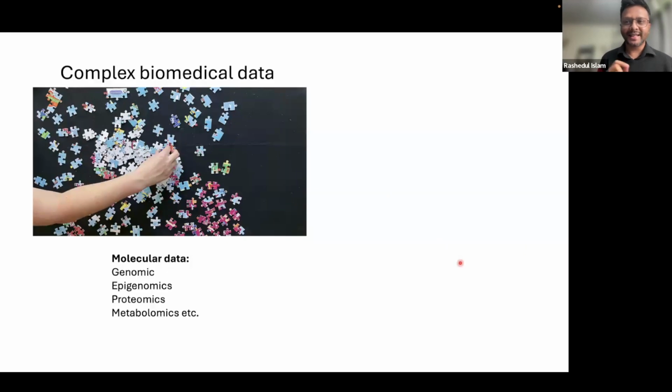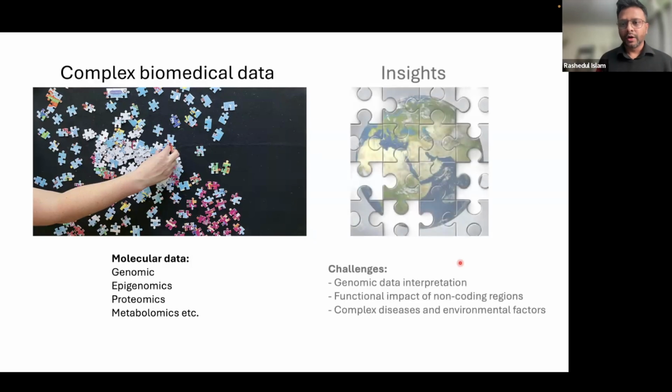For example, using DNA sequencing technology, we can sequence the entire human genome. Also, we can sequence the epigenomes to identify the regulatory maps of the genome. Also, we can generate data of proteomics, metabolomes, and many others. From those data, we get the insight. Here I'm showing an example. By putting together the pieces, we can reconstruct the globe that has a meaning. And through analysis of the genomic data, we can also get insight to understand the biology and the mechanisms.